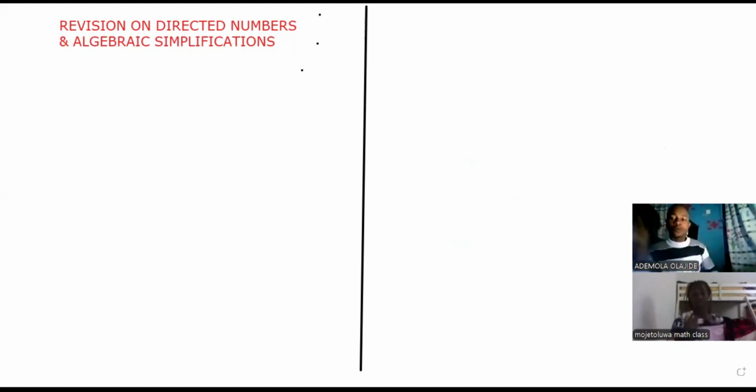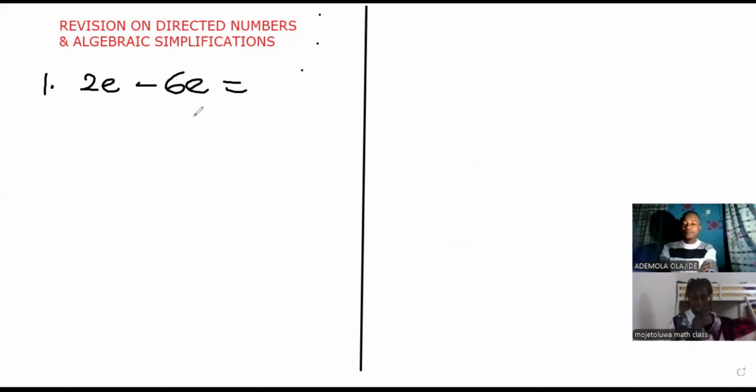Now, we want to include letters. If I have 2e minus 6e, you interpret it as you have 2e and you are holding 6e. What will be the result?